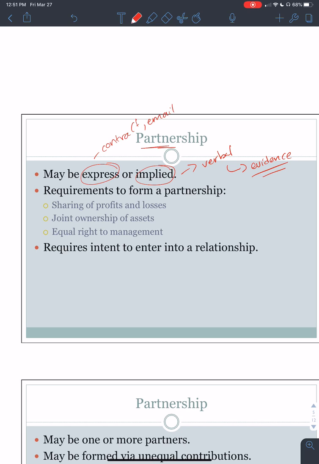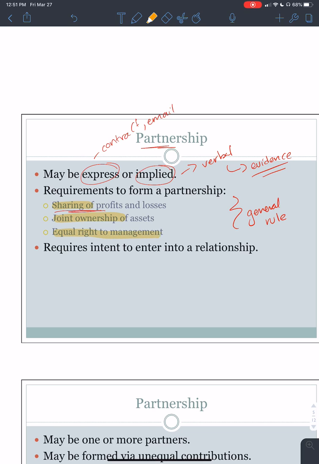All right. What do you need to find a partnership? This is kind of the general rule. Every state has its own rules, but generally, you need to have some sharing of profits and losses. You need to have some joint ownership of assets, which means it doesn't have to be equal, but it has to be joint. So I can own the building that the business is in, and somebody else can own the product that we're selling.